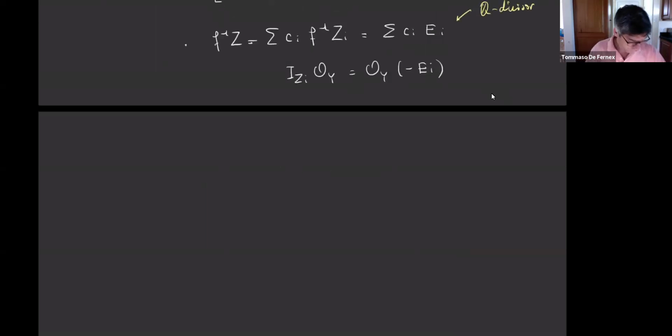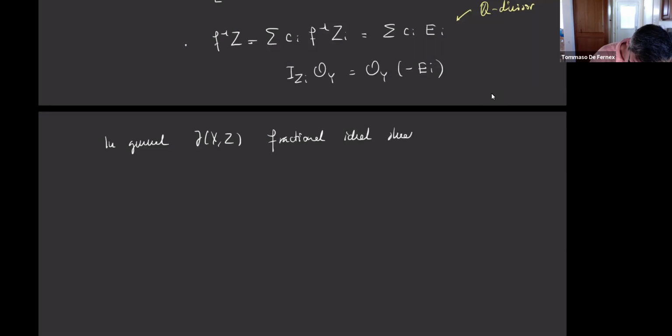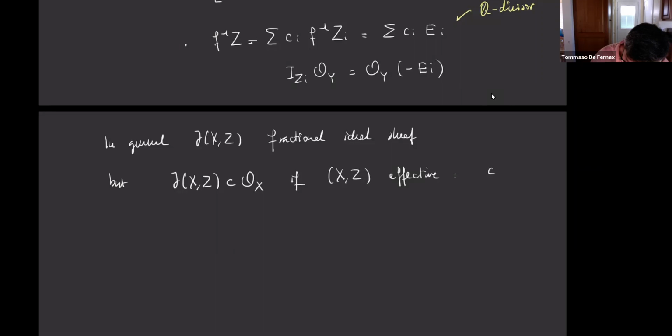So in general, this multiplier ideal is a fractional ideal sheaf. So it means that it's not really a sheaf of ideals. It could have fractions. It is, if you like, a finitely generated submodule of the constant sheaf of rational functions. But we can ensure that it is in fact an ideal sheaf in the proper sense, so it is contained in O_X, if this is effective, which means that all the coefficients c_i are greater than or equal to 0. And we typically work with effective pairs when we talk about multiplier ideals anyway.